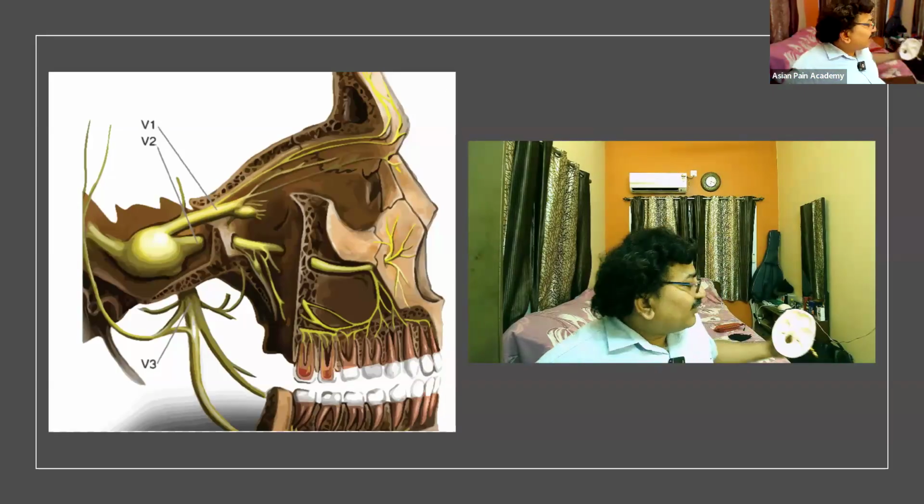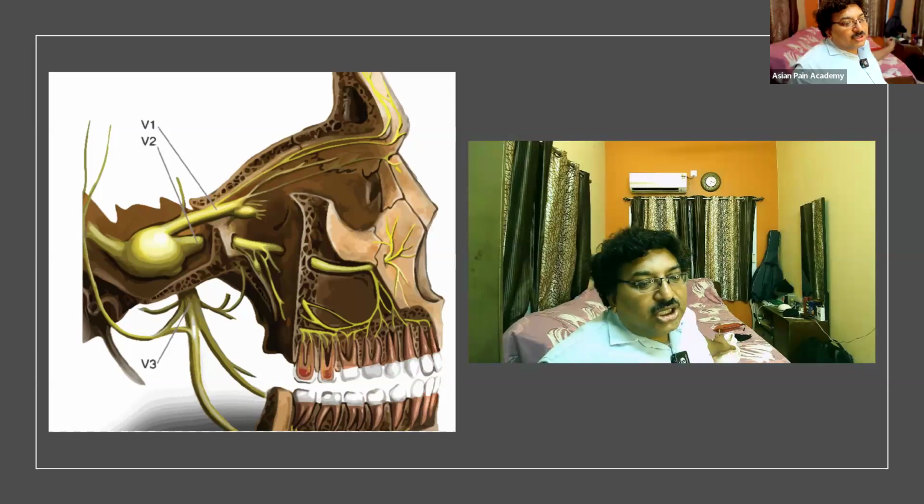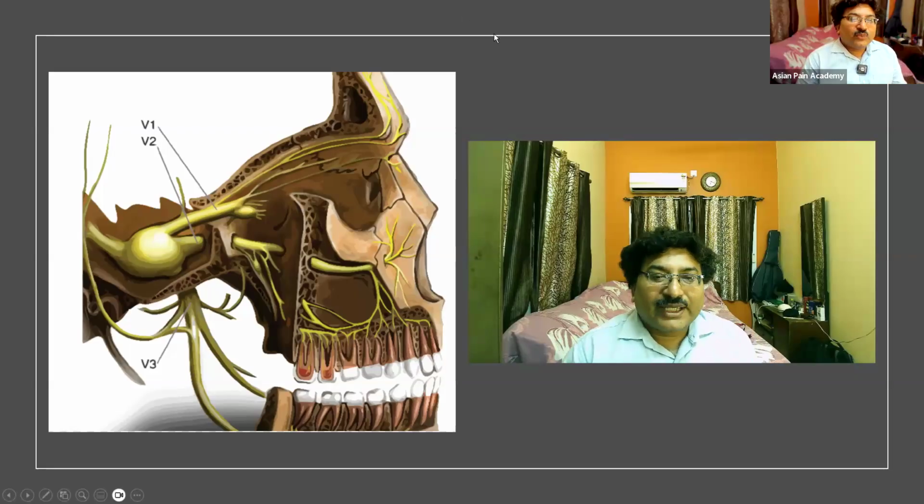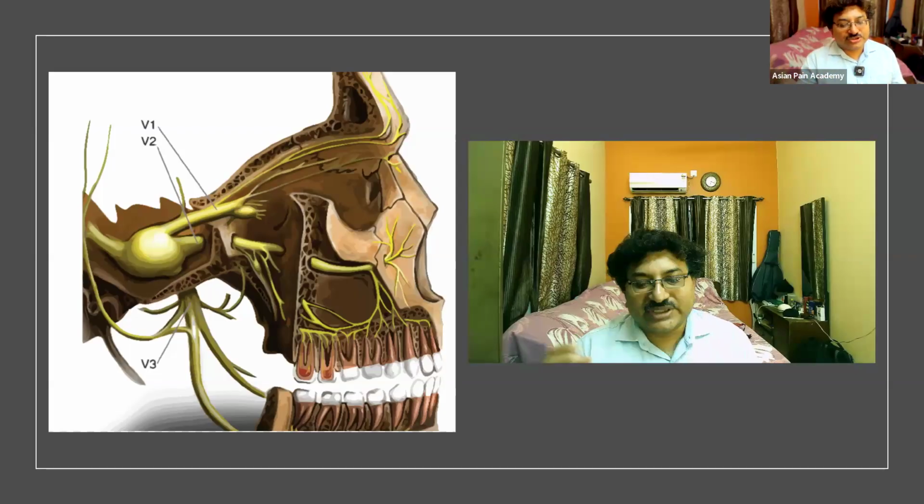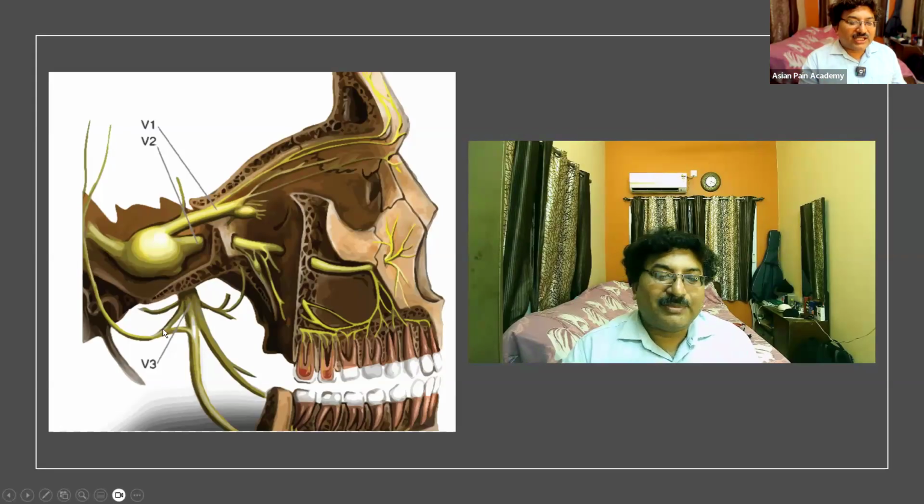Now one thing is very important: if we want to approach the branches, we cannot actually approach the ophthalmic division. Why? Because it goes directly to the orbit. So if I want to target the ophthalmic division, we have to puncture the globe, which is not possible. Now coming to the other two branches, what can be blocked are the maxillary division and the mandibular division. Where is the maxillary division blocked? The maxillary division is blocked after coming out from the foramen rotundum, and the mandibular division can be blocked after coming out from the foramen ovale.